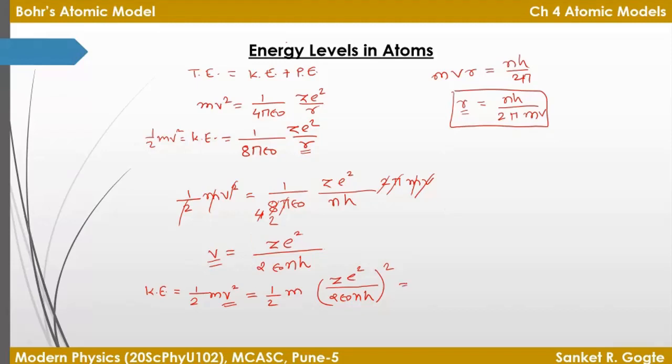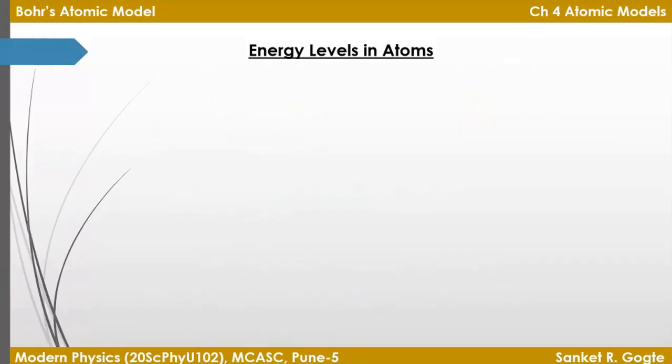And what I get is m z square e to the power 4 divided by, this is squared, so this will become 2 square, which is 4, and therefore it will become 8 epsilon 0 square n square h square, which is equal to m z square e to the power 4 divided by 8 epsilon 0 square n square h square. Now, the next step is to obtain the potential energy.